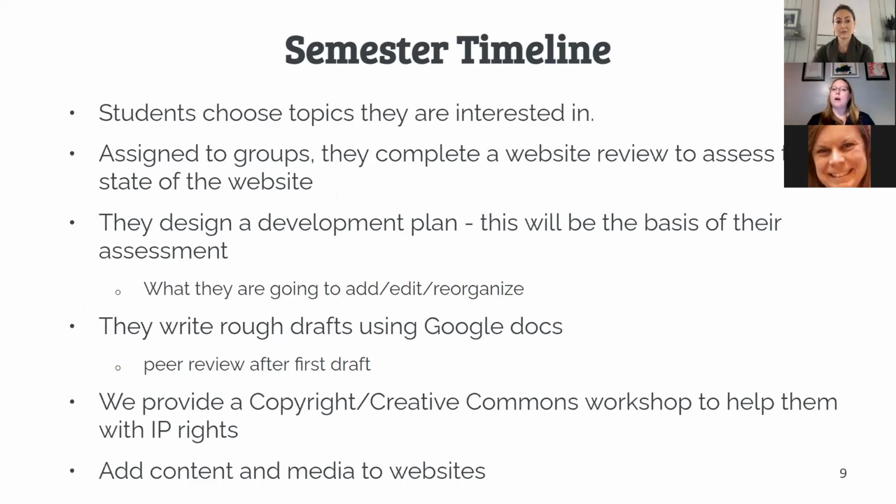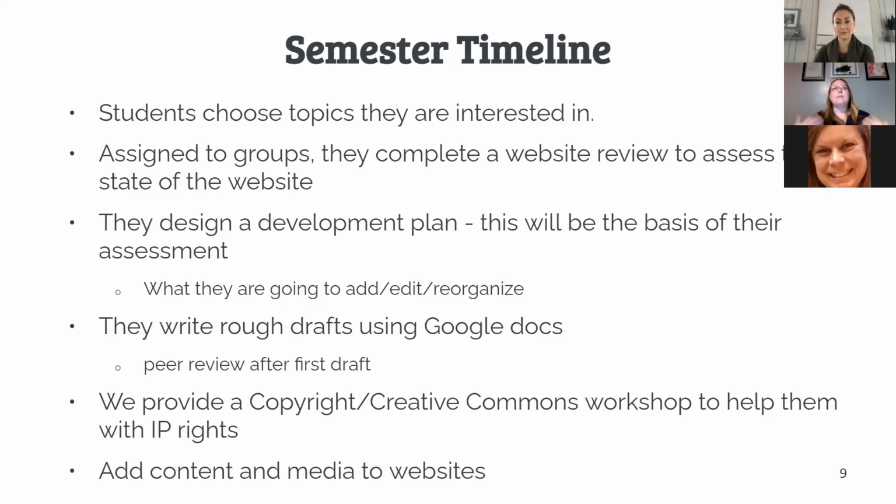So throughout the semester, what happens is students choose topics they're interested in. Usually I do this with a Google form with the websites that are already existing, but students can certainly come to me and talk about websites that we don't have already. Once they're assigned to groups, they complete a website review to assess the state of the website. So these websites are literally being inherited by the students each new semester. So this coming semester, my students will get the websites as they currently exist on the internet.